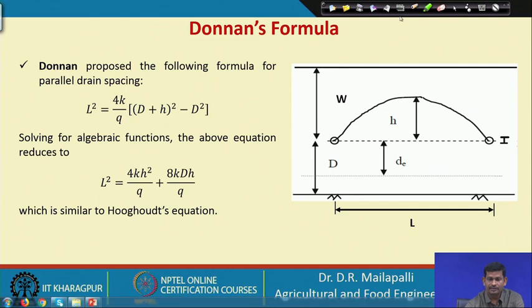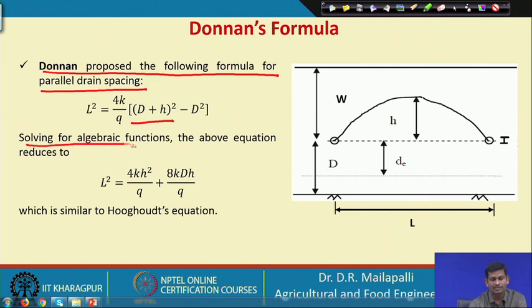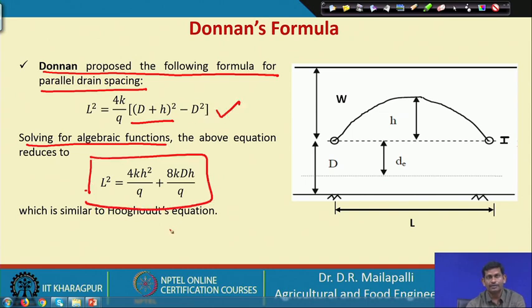Then there is Donnan's formula. Donnan proposed the following formula for parallel drain spacing: L² = (4k/q)(d + h² − d²). By solving the algebraic functions, if you look at the Hooghoudt equation and Donnan's equation, they are almost similar. This results in the same formula, but here it will be the equivalent depth, that is the drain depth.